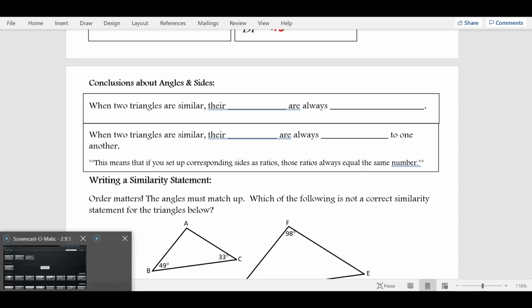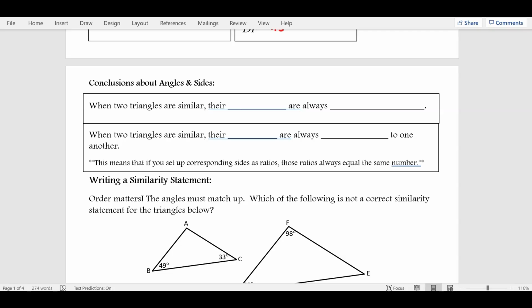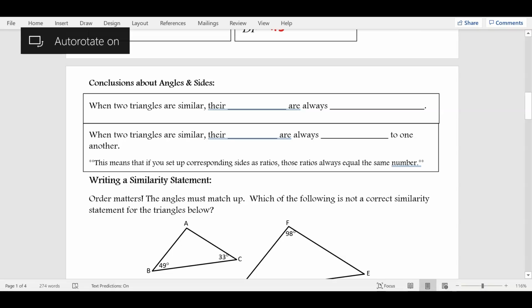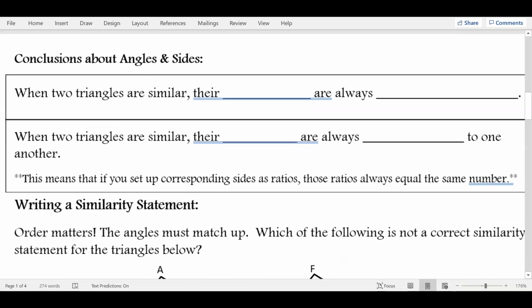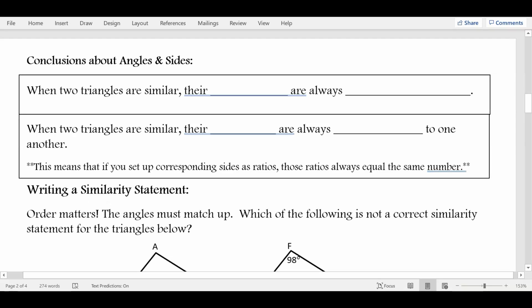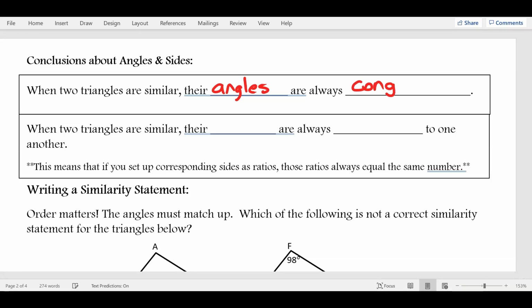Thank you. Now we're going to get to the second page. Our conclusions about angles and sides. All right, where two triangles are similar, their angles are what? Always the same. Actually, we put congruent. Whenever we have same size, same shape of angles, we also put congruent. So the angles are always congruent.